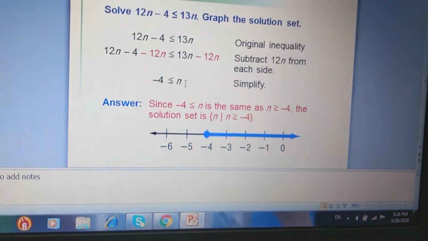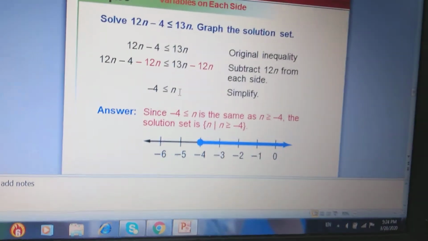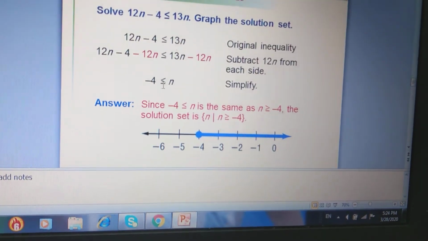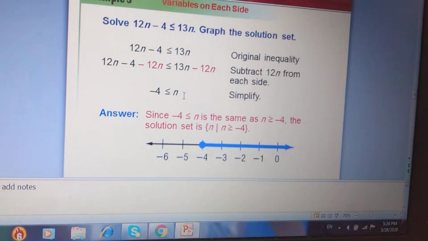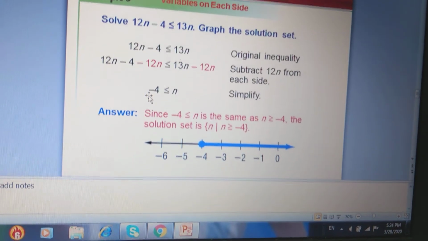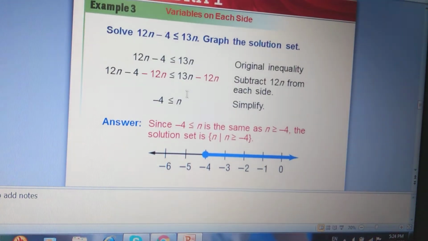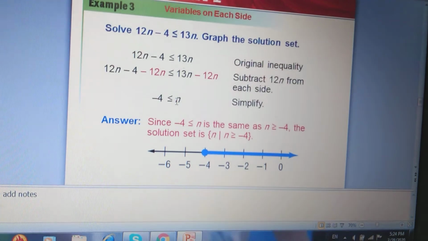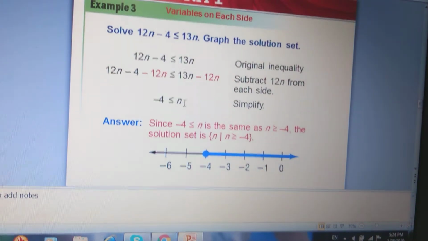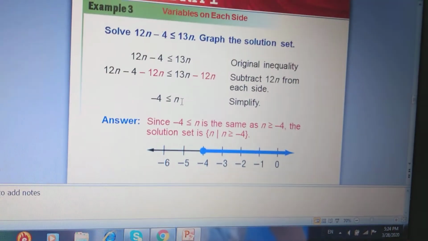If you want to graph in a good way and you don't make mistakes at all, always read the inequality from the variable. And instead of saying negative 4 less or equal n, I want you to say n more or equal negative 4. And of course, it's the same. When you say variable more or equal, this means the direction of the arrow will be to the right, like this. If you say the variable less or equal, this means the direction of the arrow will be to the left.